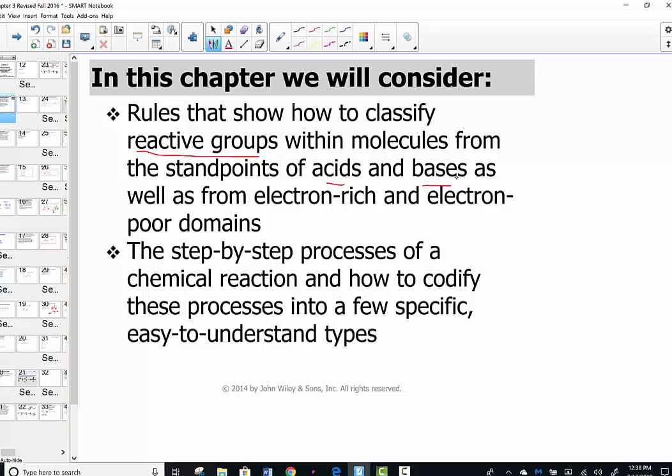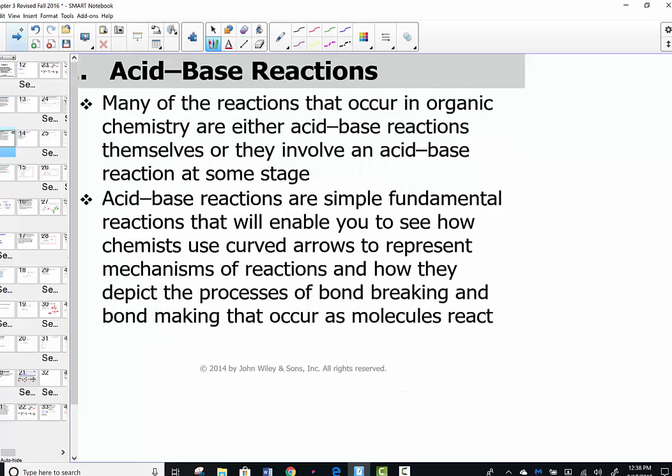The step-by-step processes of the chemical reaction will then be used to codify those processes into very few, specific, easy-to-understand types. The heart of this chapter is tracking electron flow from electron-rich to electron-deficient domains to predict the outcomes of acid-base reactions. Many of these reactions that occur in OChem are either acid-base reactions, or they'll involve a process of acid-base in some part of the reaction mechanism.